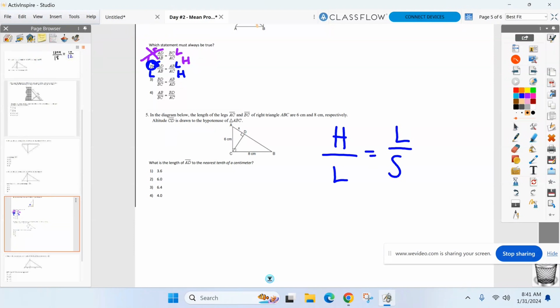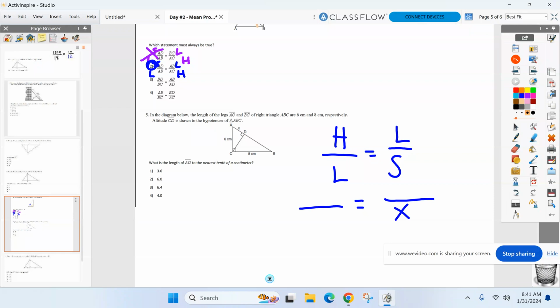And we run into a problem now. Bryson just told us that X, AD, was my segment. I got a problem. I don't know what the hypotenuse is. No idea. It's not labeled. And I'm not putting a new variable there either with X. No way.